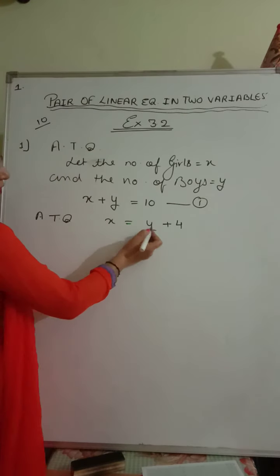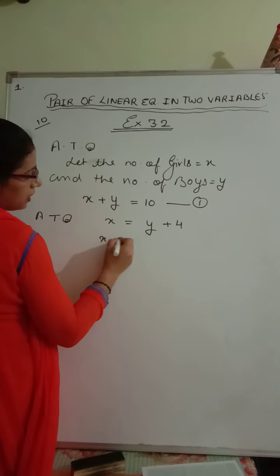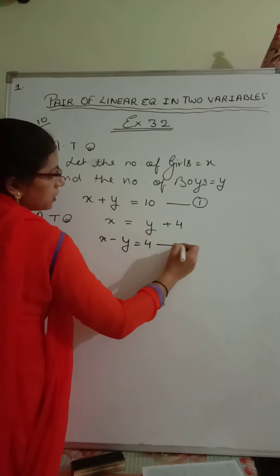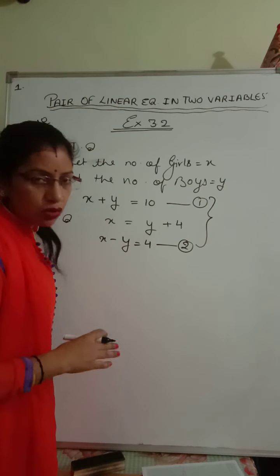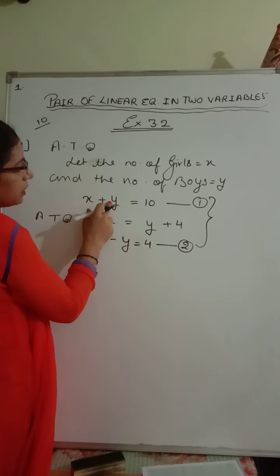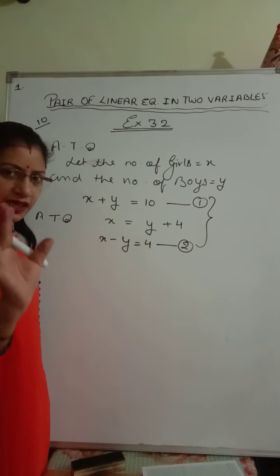Okay, so form the equation from here. x minus y equals 4. This is your equation number 2. So this is equation 1 and 2, a pair of linear equations in two variables. A is 1, B is 1, C is 0. So let us find in rough.